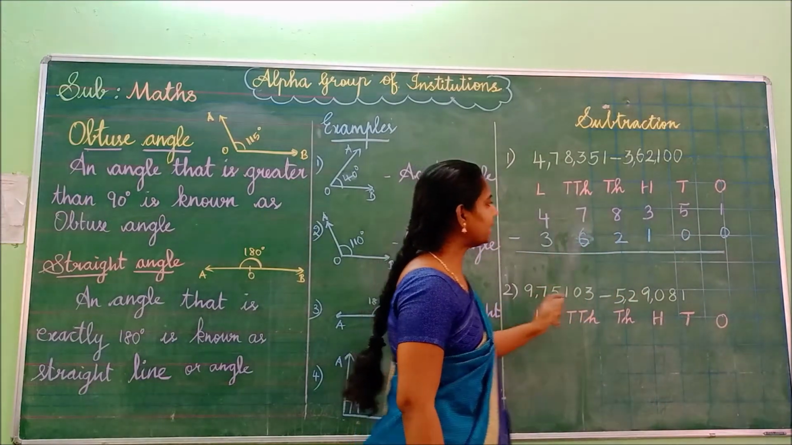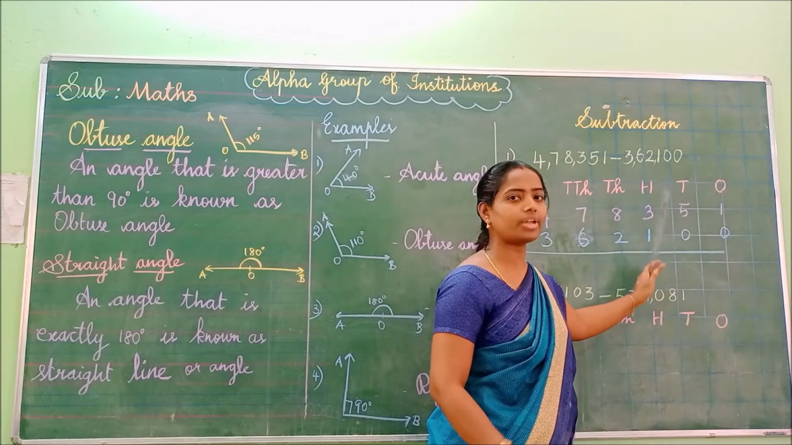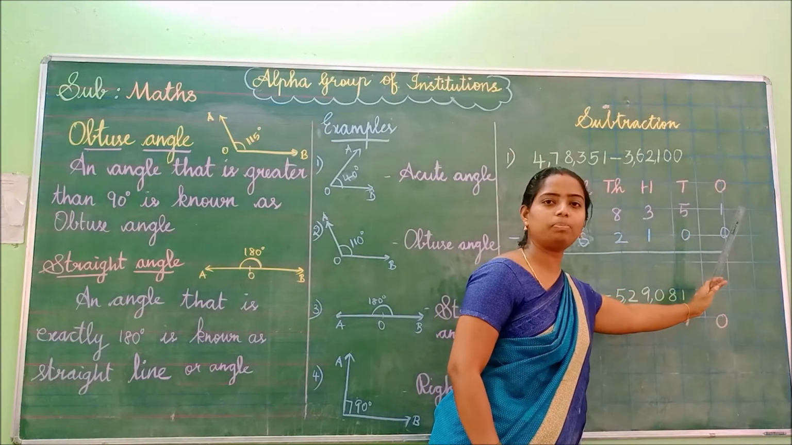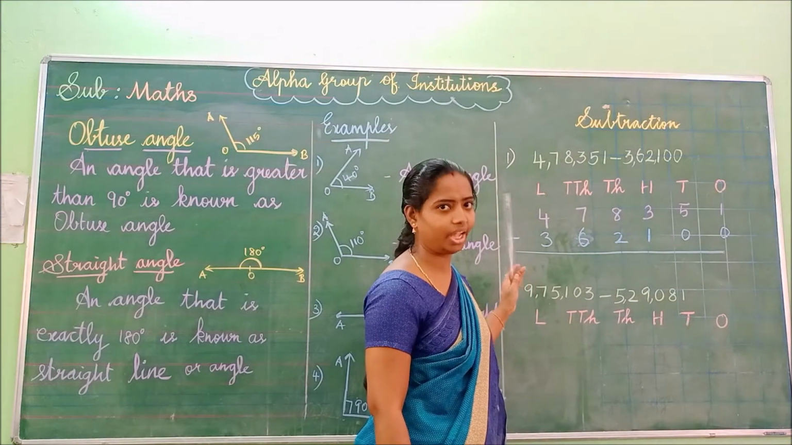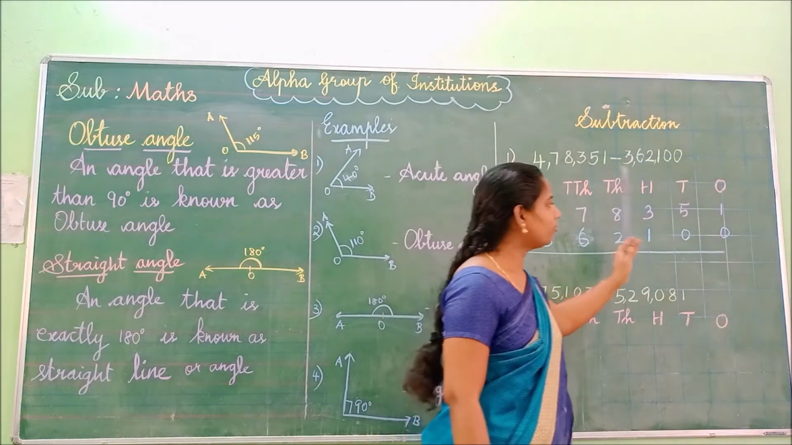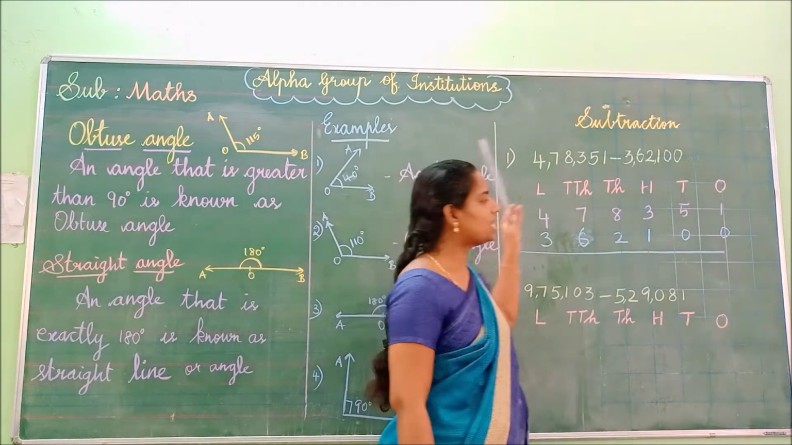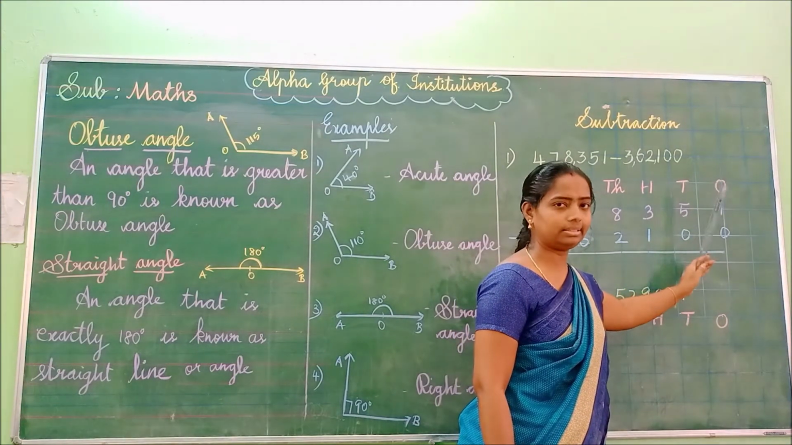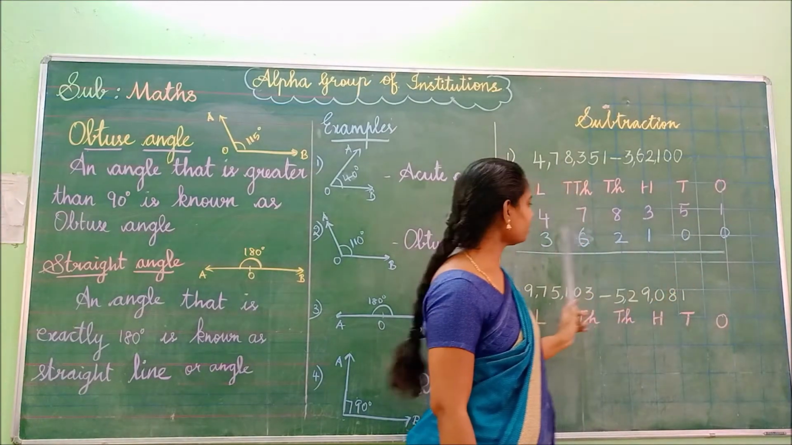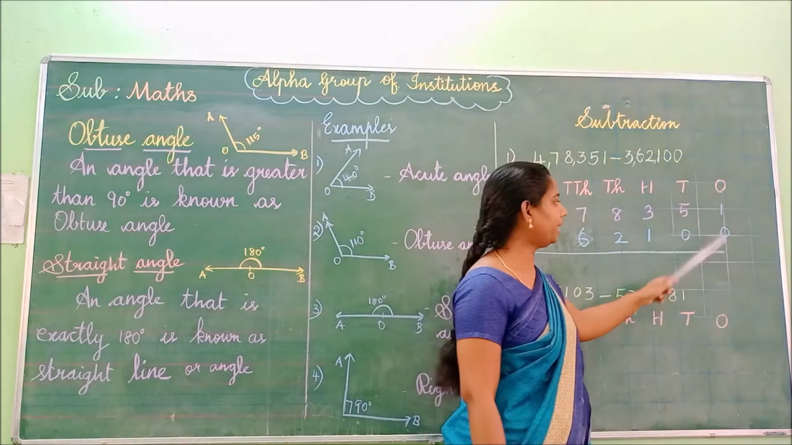See, 1 minus 0. Okay, always in subtraction also we have to start from the ones place towards the left. What we did in the addition, in the same way we have to subtract from the last digit to the left. That means we have to start from the ones place. Okay, children, don't forget this. Okay, 1 minus 0.